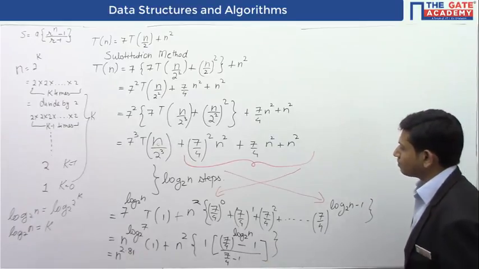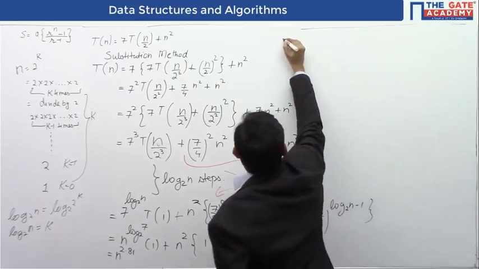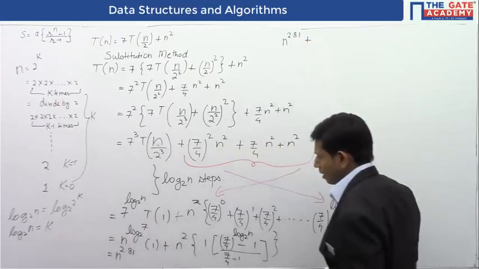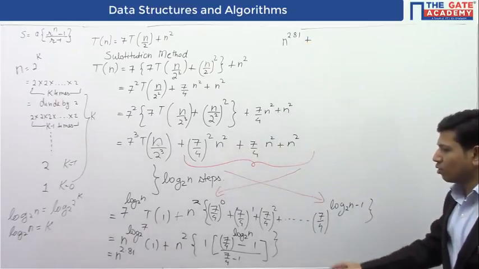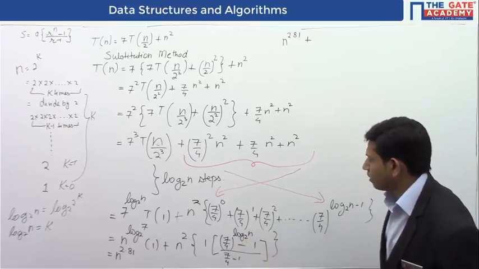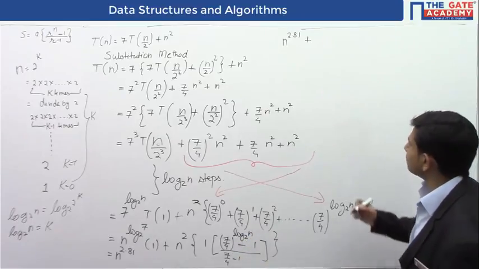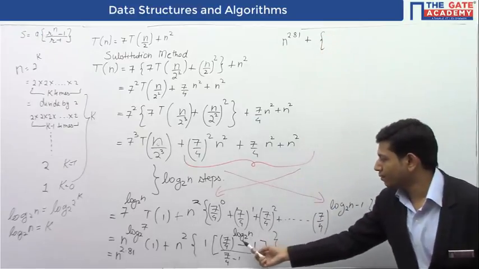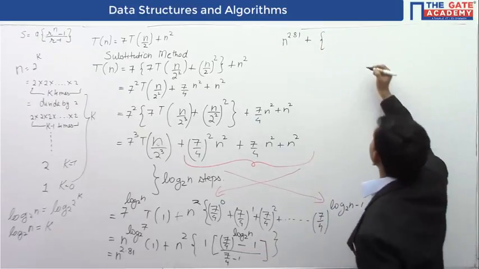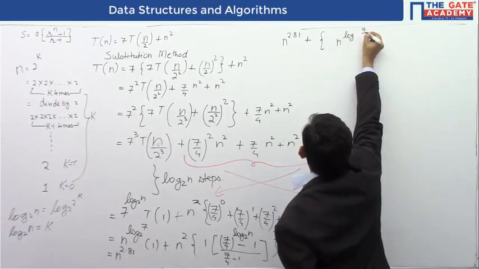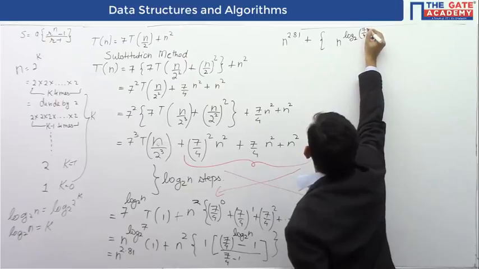So here we have n raised to the power 2.81 plus n square, and in common we have (7/4) raised to the power log n base 2. So here also we will interchange n with 7 by 4. So we will have n raised to the power log of 7 by 4 base 2.